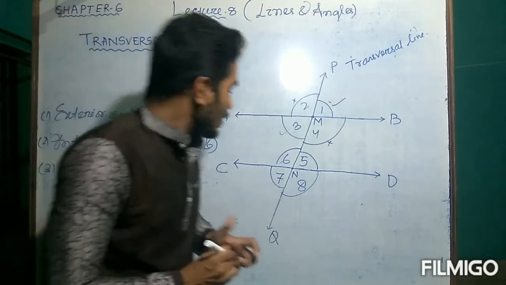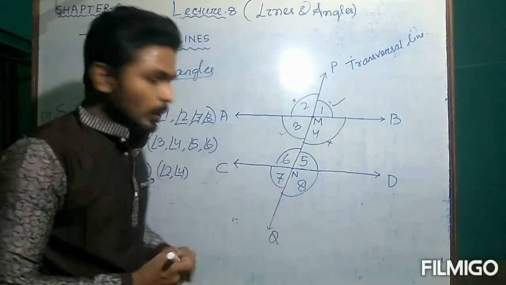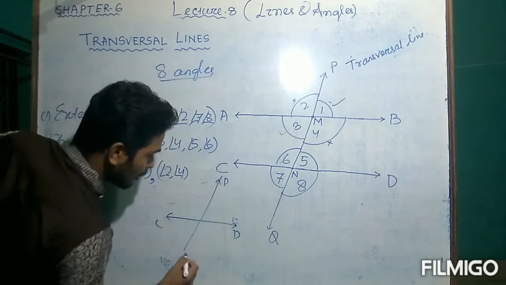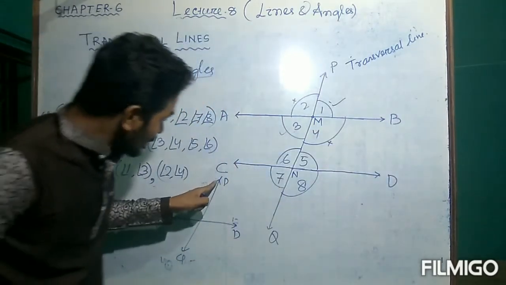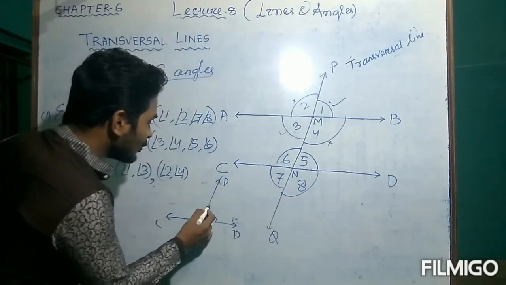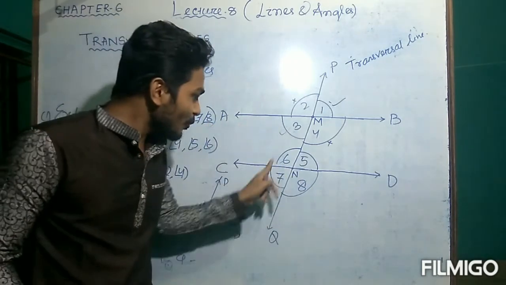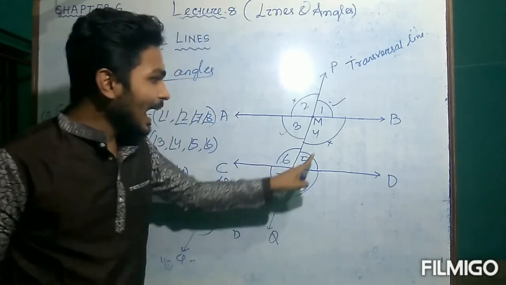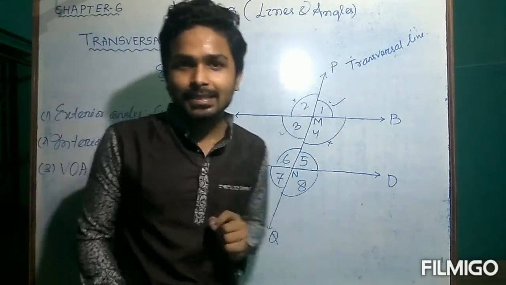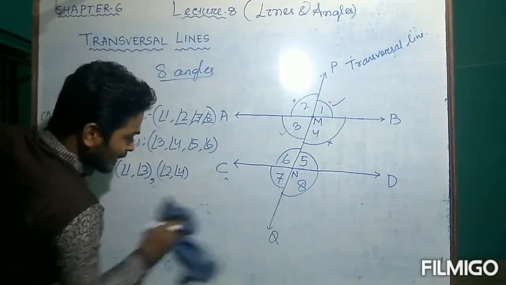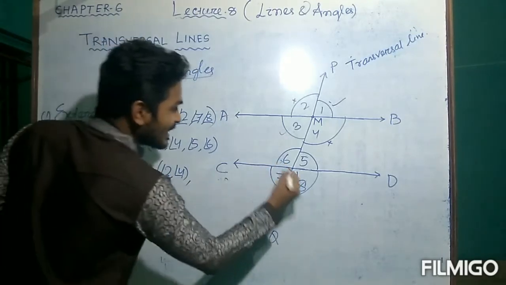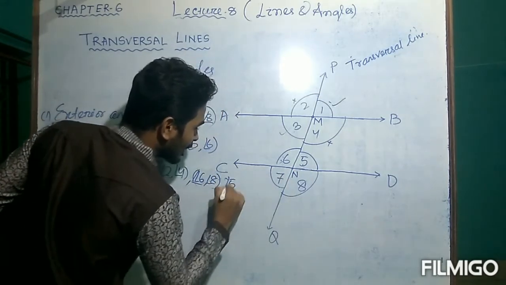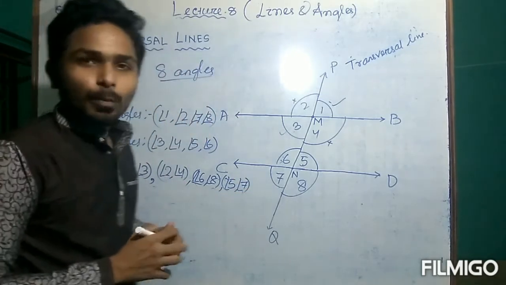Right? Next, if you consider the line CD and the line PQ, forget about the line AB. Now whenever the line PQ intersects the line CD, totally how many angles are formed here also? 4 angles are formed. And out of these 4 angles, the opposite pairs of angles are known as vertically opposite angles. So here angle 6 and 8, and angle 5 and 7 are vertically opposite angles.